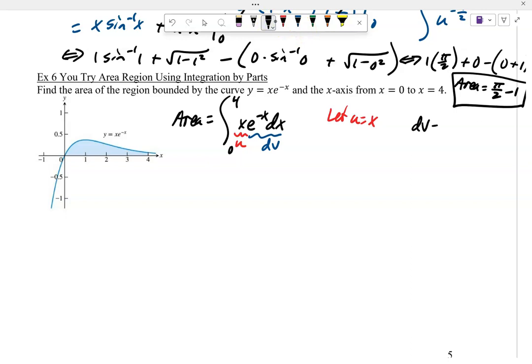Let dv be e to the negative x dx. So we know du is dx. Now the problem over here with e to the negative x is you actually got to use u substitution here.